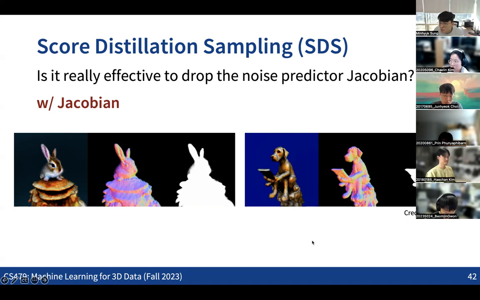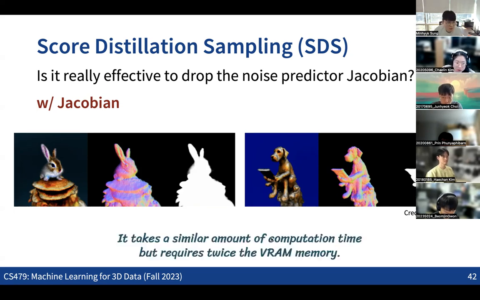Any questions on this? Yeah, the only reason that we are dropping the Jacobian term is to reduce the computation time, because the noise prediction network is a big UNet. If we run backpropagation all the way down to all the parameters of the UNet, it takes some time, and also a lot of memory. With the Jacobian term, it takes about twice the memory in the GPU. So those are the engineering details.